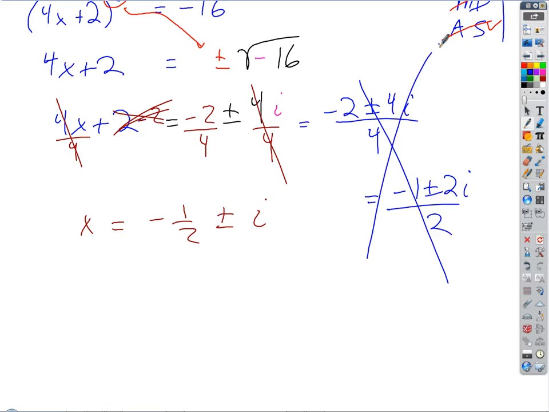I think you'll have an easier time if, when you do this step where you divide both sides by whatever's in front of x, you just divide each term individually and then reduce each one individually. Okay, make sense?